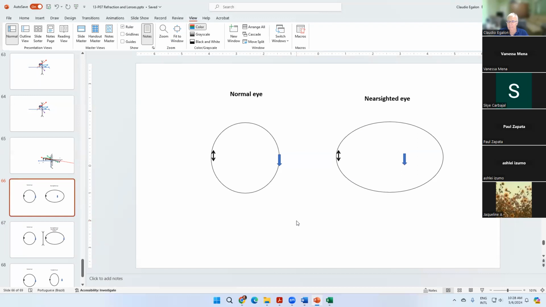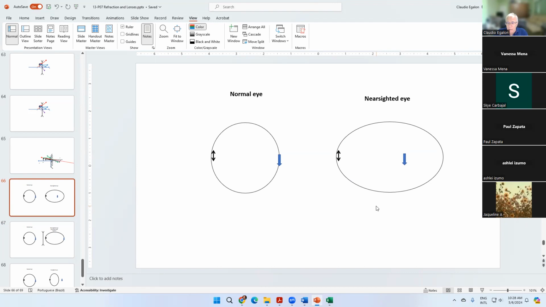But in a nearsighted eye, what happens? The eye gets too stretched, just like my case. I'm a very nearsighted person. These lenses that you see here, my eye is very extended. When I go to the doctor, he tells me he can see that my eye is very elongated.